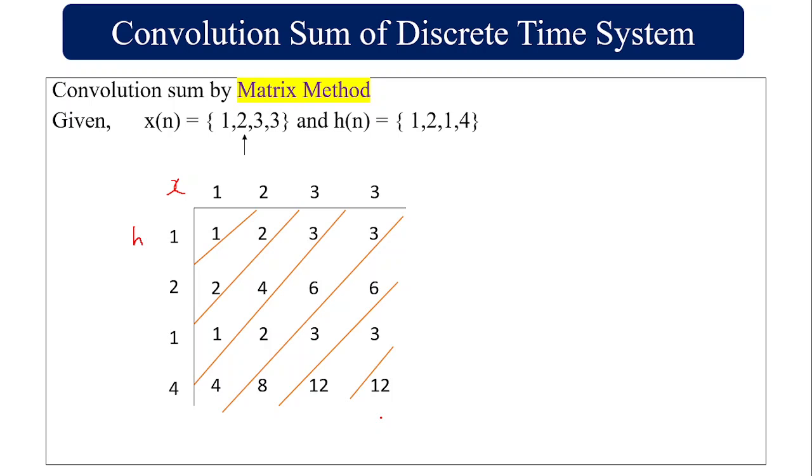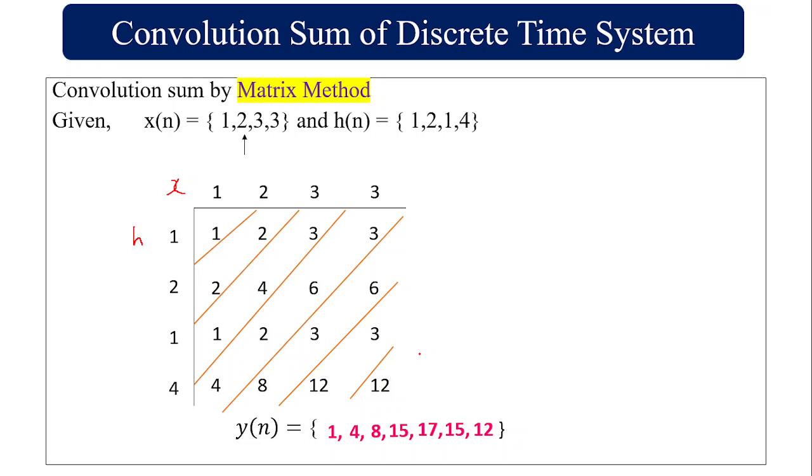So here this y of -1 can be calculated as 1, and then the second, y of 0, you just add these two values here. 2 plus 2 is 4. Then for y of 1, 3 plus 4 plus 1 is 8, and for y of 2, 3 plus 6 plus 2 plus 4 is 15, and y of 3, 6 plus 3 plus 8 is 17, and y of 4 is 3 plus 12 is 15, and the last one is going to be 12.